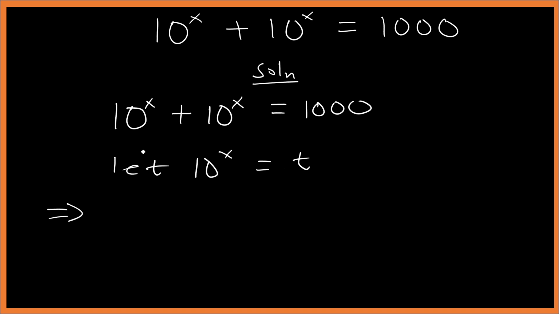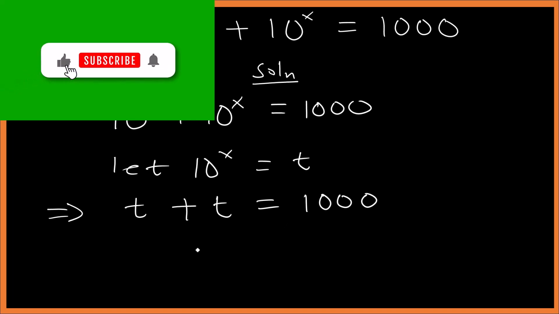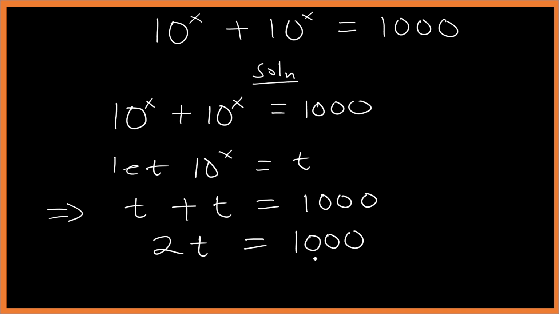So going back, our t plus t equals 1000. So we have 2t equals 1000. That is great. From here we can find t by dividing both sides by the coefficient of t, that is 2. So this one will cancel, and my t will be 500, since 1000 divided by 2 is 5 plus 2 zeros. So t is 500.